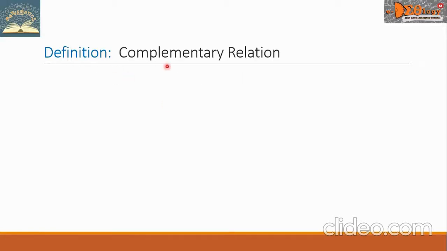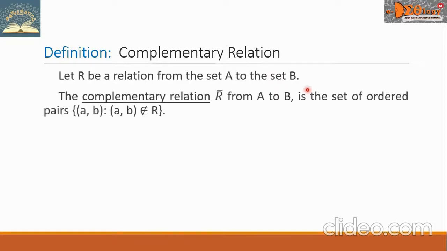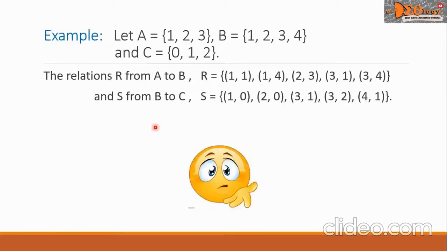Let us define complementary relation. Let R be a relation from the set A to the set B. The complementary relation R bar, or sometimes we read this as R complement, from A to B is the set of ordered pairs (a, b) such that (a, b) is not an element of R. Let us see this example.